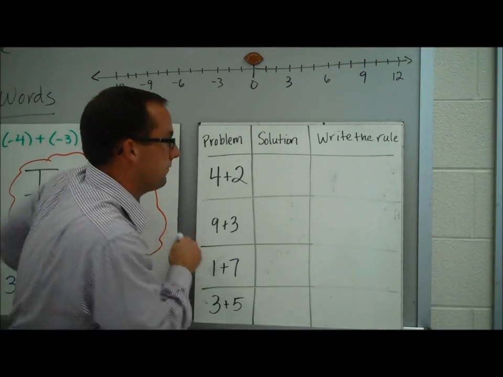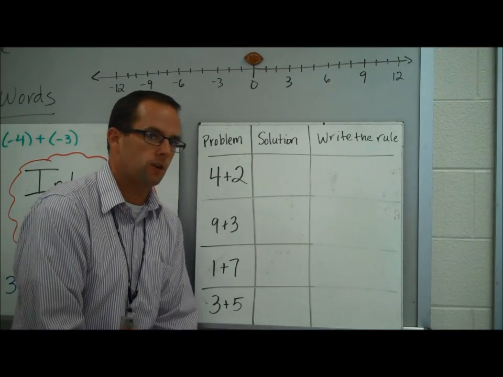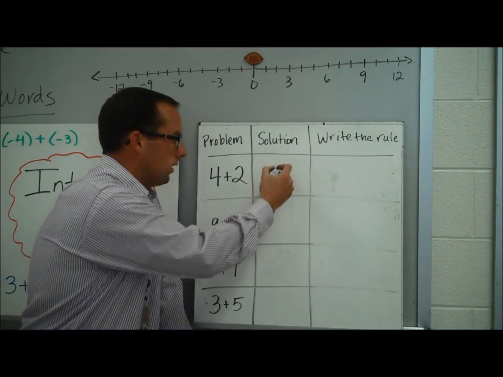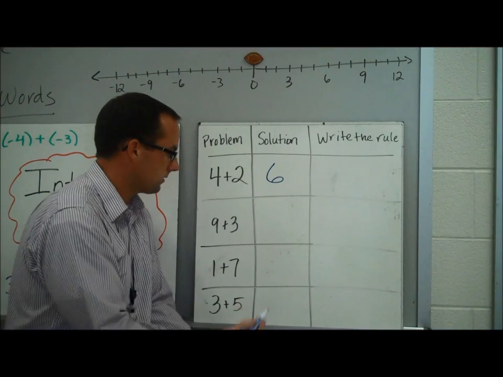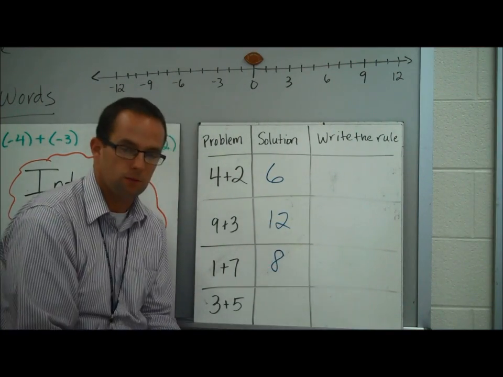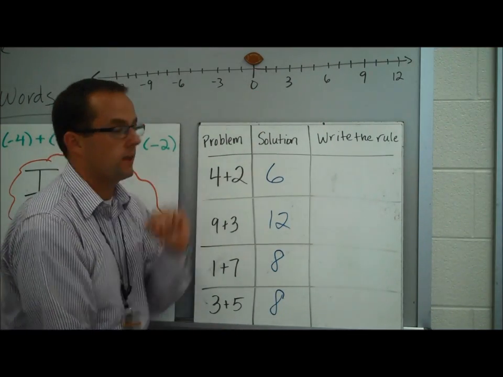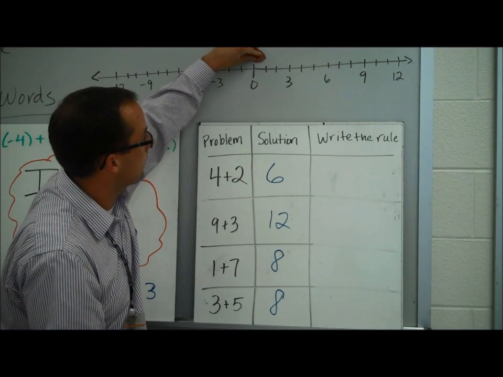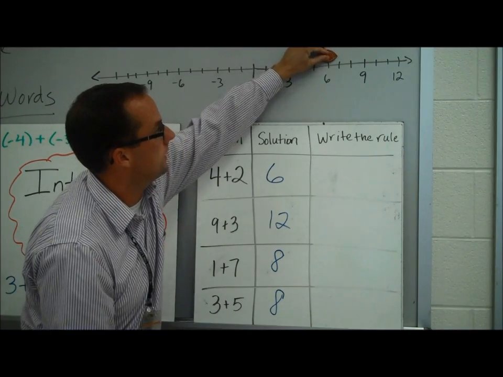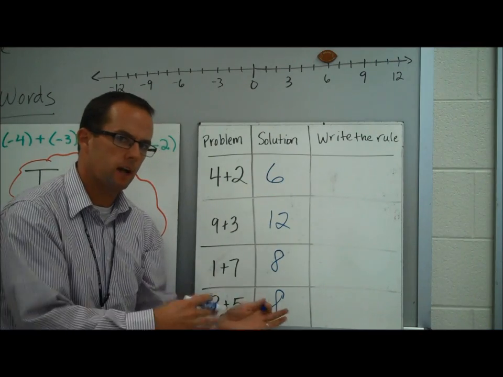Alright, the first set of problems are positive plus a positive. These are pretty simple. You go back to 3rd grade, 4th grade, maybe even 2nd grade. 4 plus 2 we know is 6. 9 plus 3 we know is 12. 1 plus 7 is 8. 3 plus 5 is also 8. Okay? And if you wanted to show that on the number line, you would say, okay, I got 4. That's 1, 2, 3, 4. Plus 2 more. 1, 2. I end at 6. It's an easy way to do it. But you really don't need to do that for these positive plus positive.